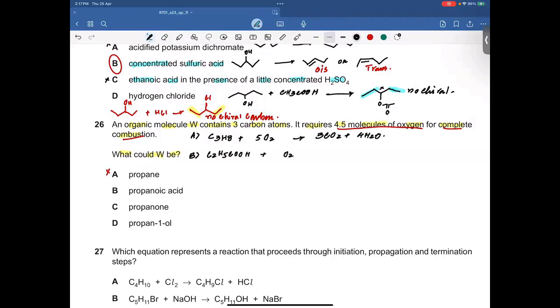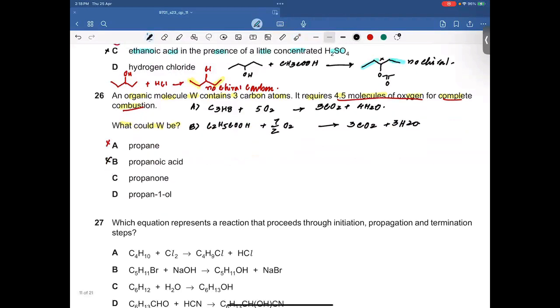If you treat it with oxygen, it will turn to carbon dioxide and water. How many carbon atoms here? 2 plus 1, 3. So put 3 here. How many hydrogen atoms? 5 plus 1, 6. Put 3 here. How many oxygen atoms now? 3 plus 3 times 2, 6. 6 plus 3, 9. So 2 already here. So 9 minus 2 becomes 7. So it's going to be 7 upon 2. Again, we are not getting 4.5. So B is also incorrect.